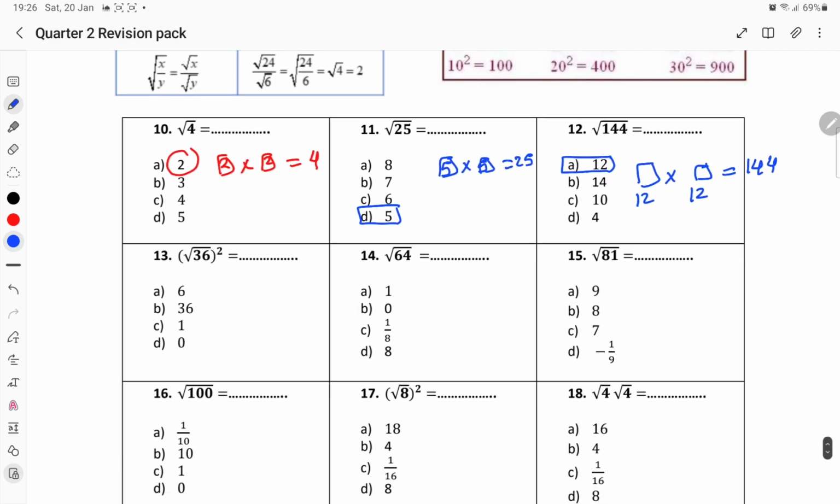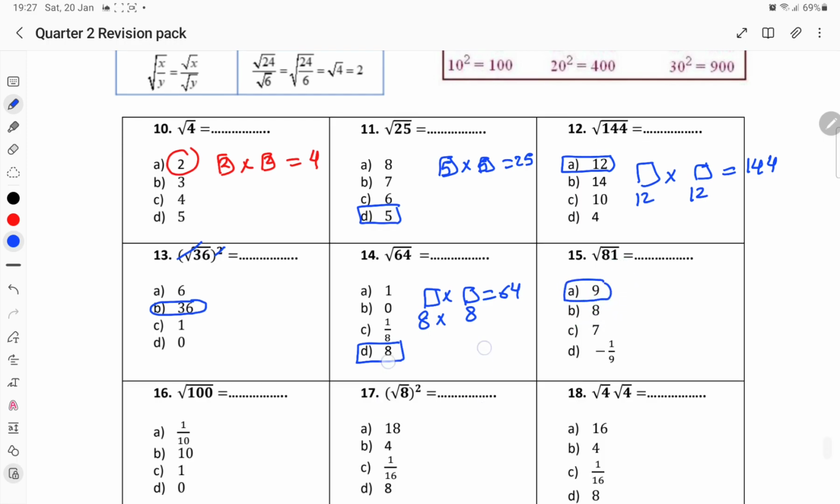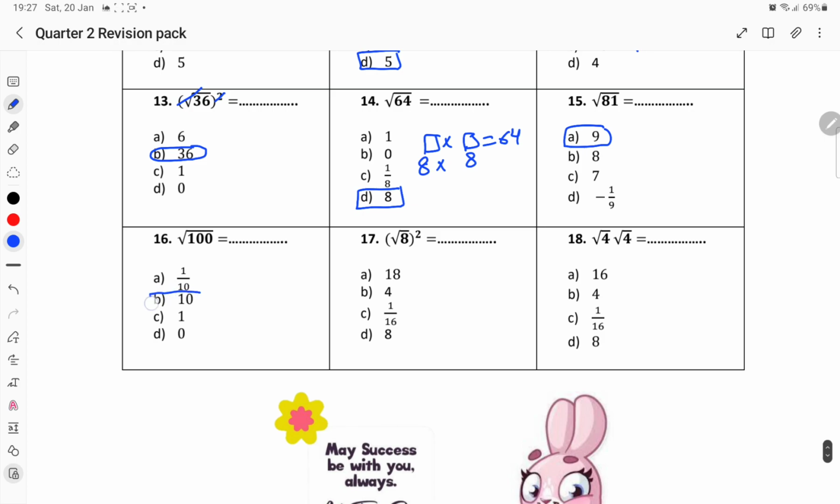Excellent. Square root 36 all to the power 2. Again, the simplest way, as we said, cancel the power 2 with the root, so it is 36. Square root 64, a number by itself is 64. It's 8. Good job. 8 times 8 is 64. Square root 81 is 9, because 9 times 9 is 81. Square root 100 is just 10, because 10 times 10 is 100. 17 is similar to 13. Pause the video and try to do it. The power 2 will cancel the root, so it is just 8.